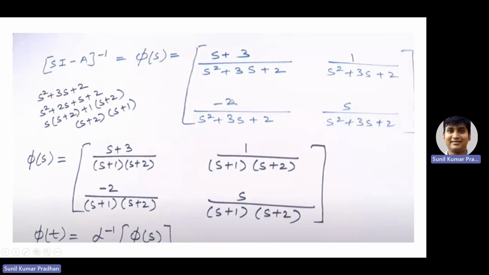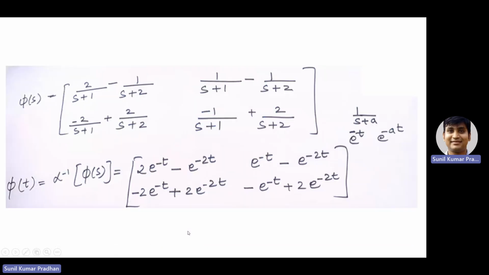Now S square plus 3S plus 2 can be further factored into S plus 1 and S plus 2, because it is a quadratic equation, and from that we can find the state transition matrix in time domain, which is the inverse of phi of S. So we'll get 2e to the power minus t minus e to the power minus 2t, e to the power minus t minus e to the power minus 2t, minus 2e to the power minus t plus 2e to the power minus 2t, minus e to the power minus t plus 2e to the power minus 2t. So this is the given state transition matrix in time domain.